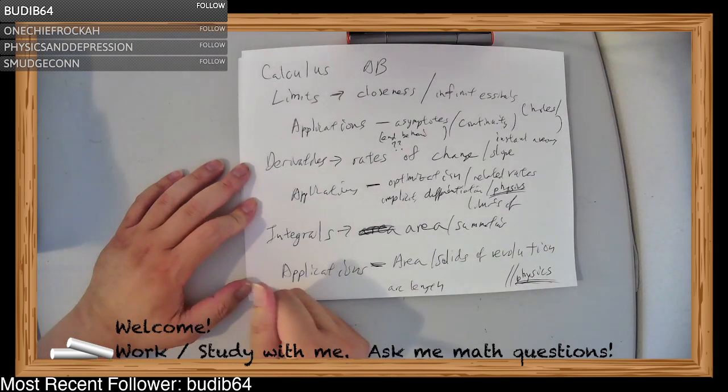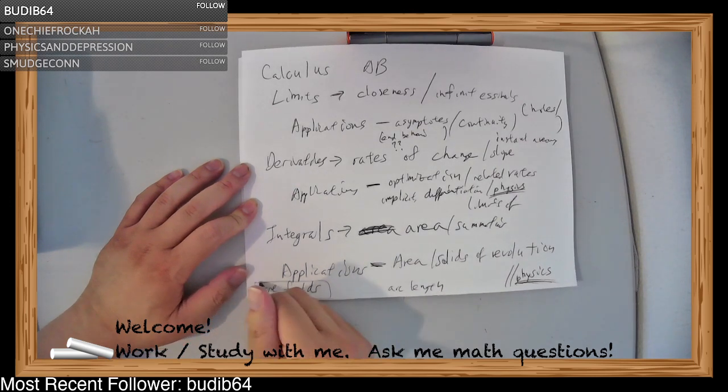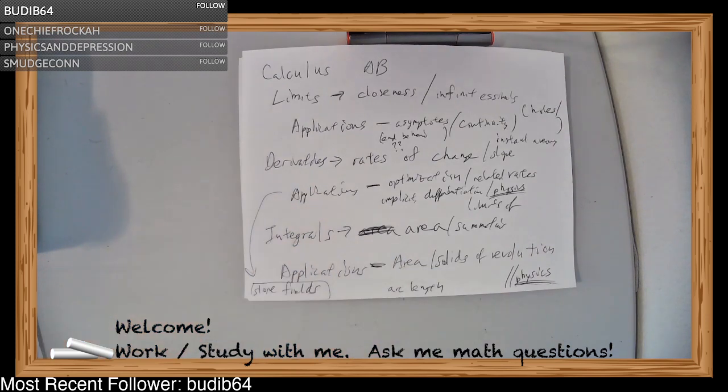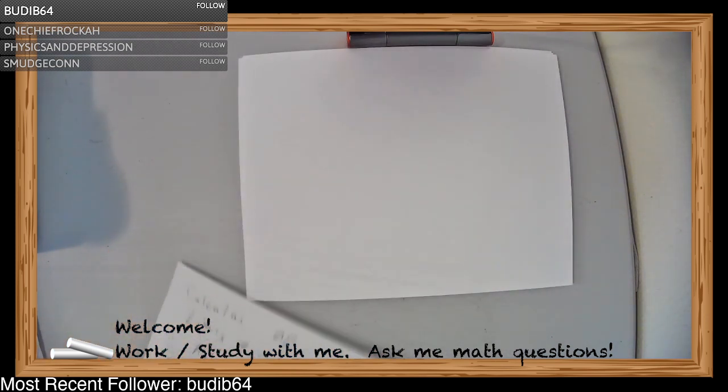Slope fields. Which is kind of a derivatives thing, so let's just put an arrow. Okay. Alright, cool. Let's see what else is going on here.